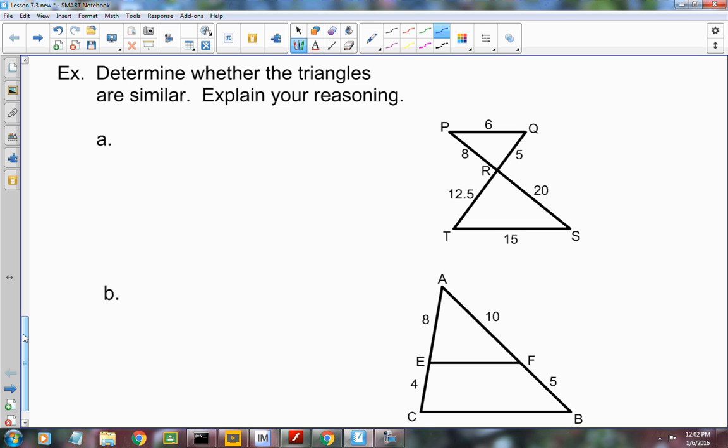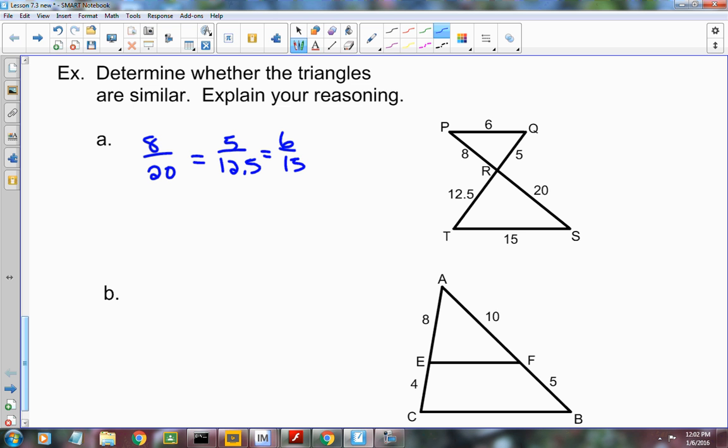So I now need to kind of look and see what I want to coordinate with what. What do you think A would correspond with? The 20? 8 is to 20 as what? 5 is to 12.5 as 6 is to 15.